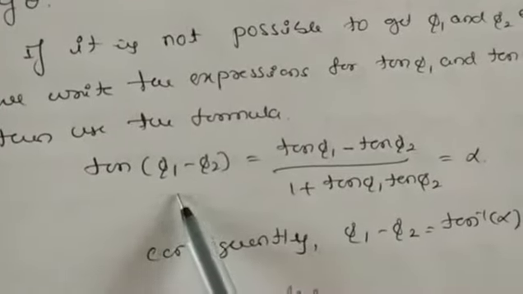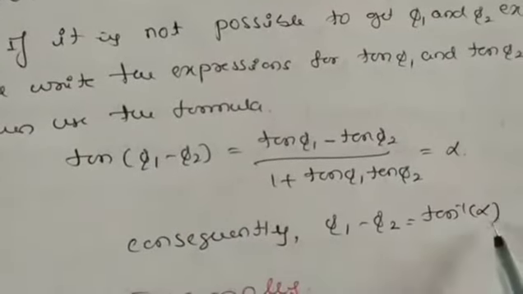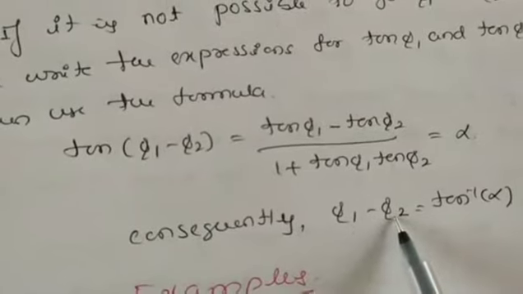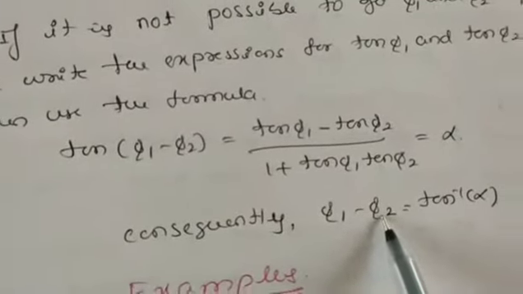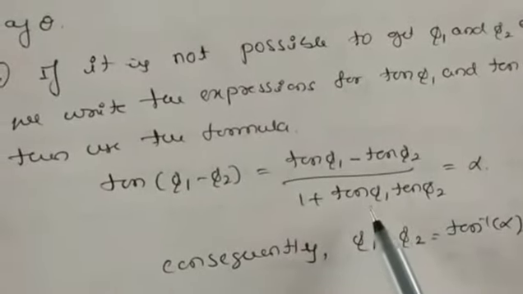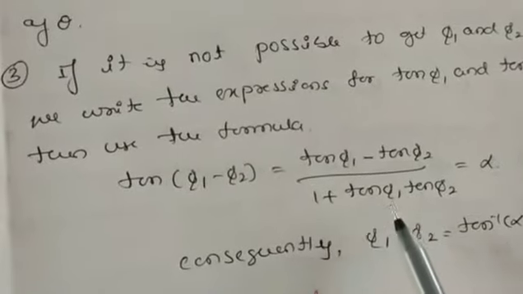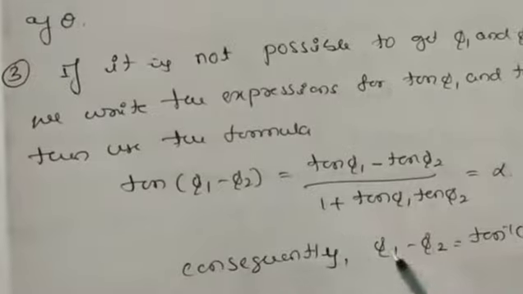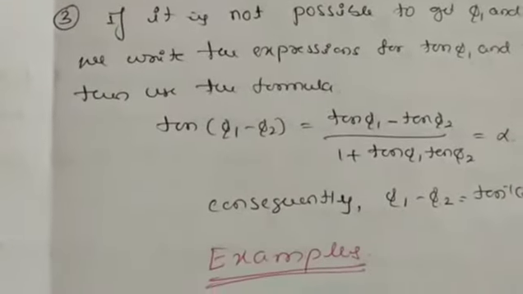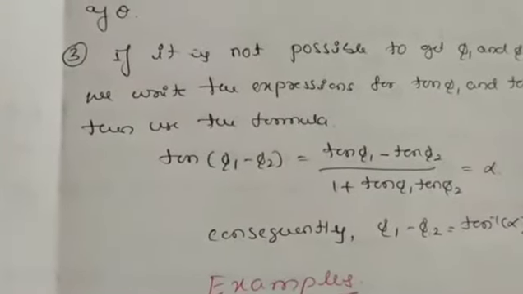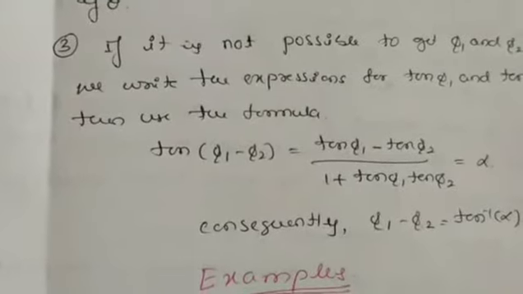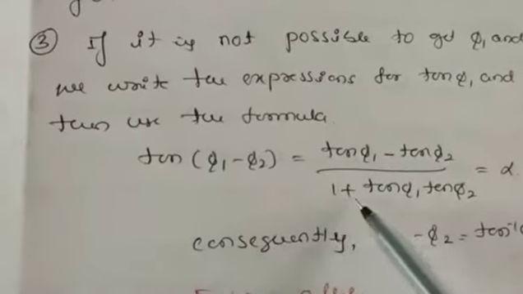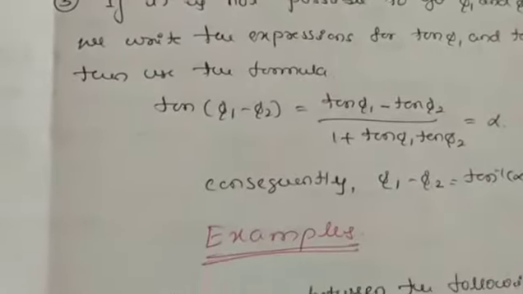Then this implies phi 1 minus phi 2 is equal to tan inverse alpha. We know phi 1 minus phi 2 is nothing but the angle between two curves. Like this, we can also find the angle between two curves. If it is not possible to find phi 1 and phi 2 directly, then you have to use this method. So one is the direct method, where you get the values of phi 1 and phi 2 directly. If it is not possible to get phi 1 and phi 2 directly, you have to use this formula.